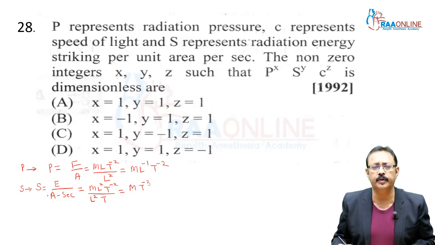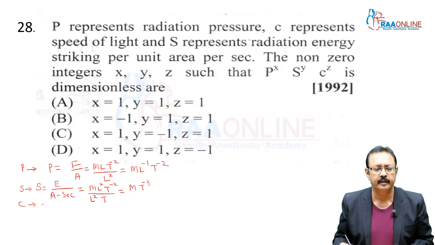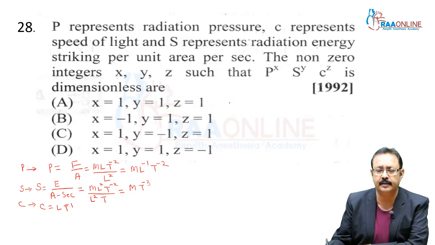Now we are going to C. C represents speed of light. It means C is speed, so it should be LT minus 1. Now P raised to the power x means M L minus 1 T minus 2 raised to the power x.